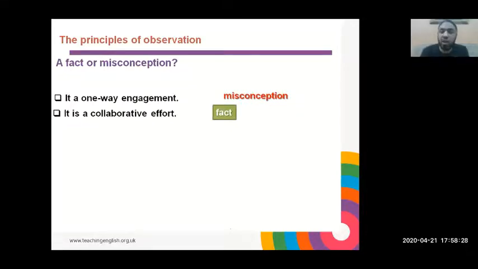It's a collaborative work. So observation is not a one-way engagement, because if I get inside your class and took some notes about your work inside the class, and after the class has finished, I didn't tell you anything about the notes that I have taken, it will be a one-way engagement. I will not get any benefits, but it's a collaborative effort, as you work with your colleague and you get benefit from each other.